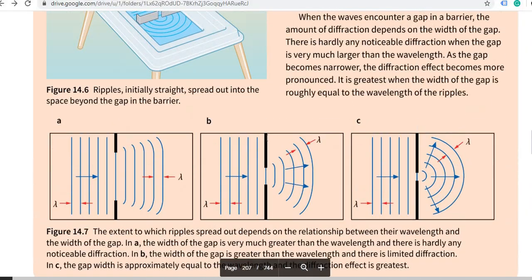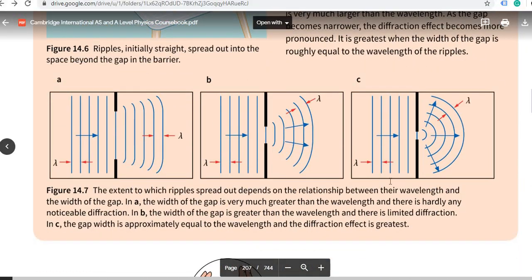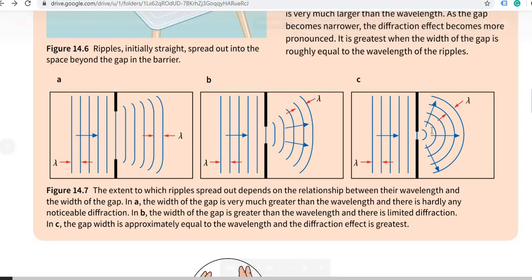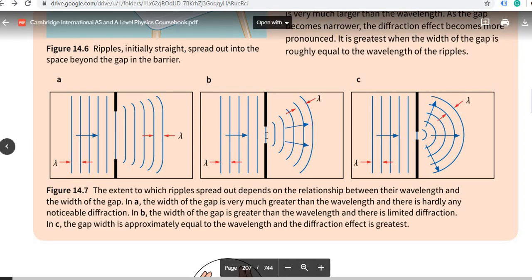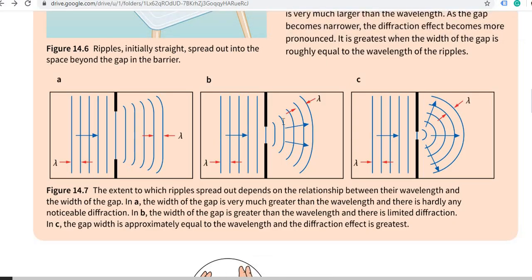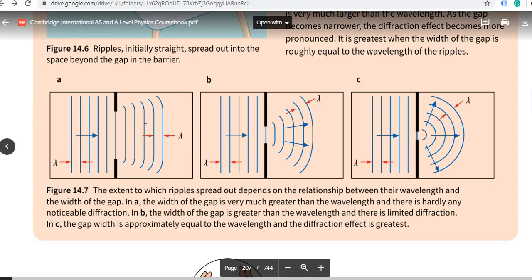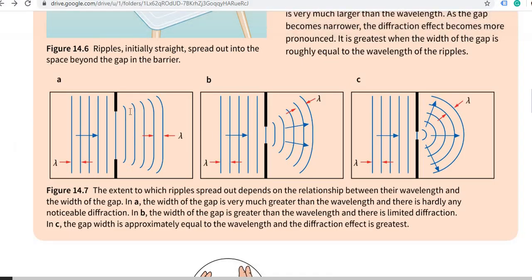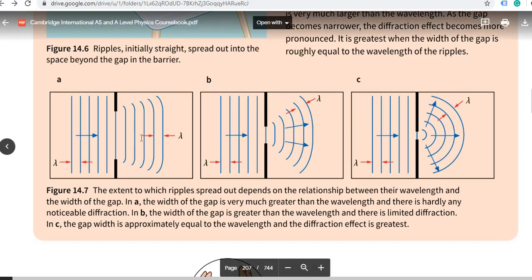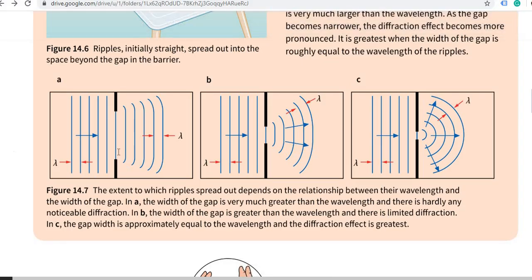Okay. Then you can see here what happens when you increase the gap width. So if you start with this, there is prominent diffraction. Then what happens when you increase the size of the gap, keeping the wavelength of the waves constant? If you increase this, then the diffraction becomes less and less. So you can see even less diffraction. So the spreading out is less and less when the size of the gap is much larger compared to the wavelength of the waves.